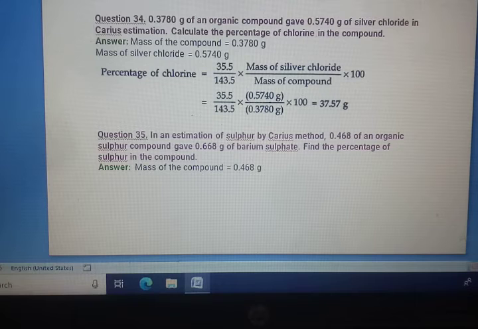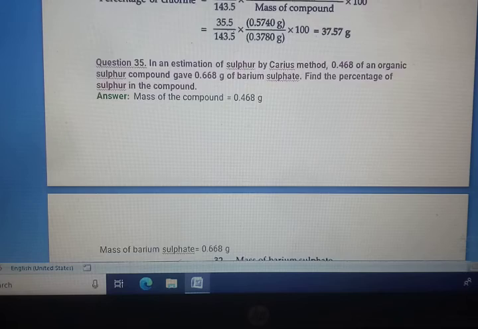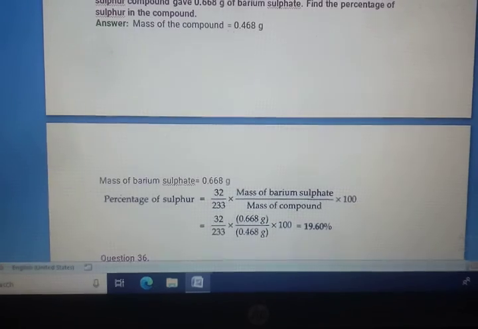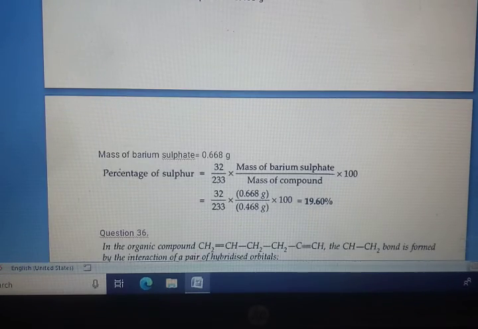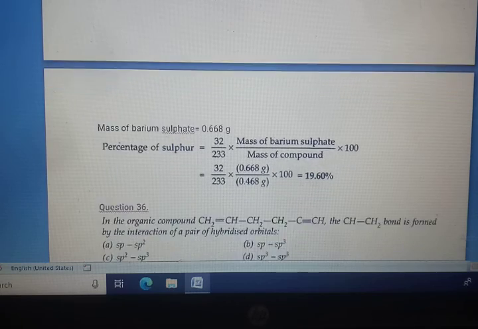In the estimation of sulfur by Carius method, 0.468 gram of an organic sulfur compound gives 0.668 gram of barium sulfate. Find the percentage of sulfur in the compound. Same, just use the formula: percentage of sulfur, 32 by 233 into mass of barium sulfate upon the mass of compound into 100, right? 19.60.